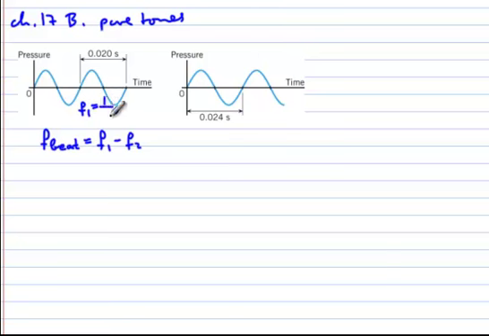It's 1 over the period, so 1 divided by 0.02 seconds, and then f2 here is 1 over t2, which is 0.024 seconds. It's just a matter of plugging in the seconds that are given, and you come up with the beat frequency, which is also going to be in hertz.